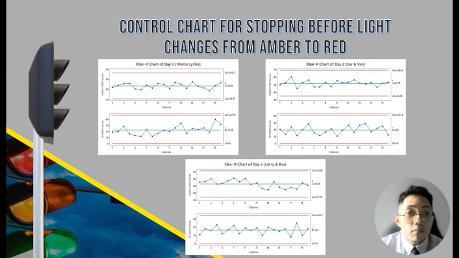Okay, here are some examples of control charts for stopping before the light changes from amber to red that have been done. Same as before, every chart has its own upper control limit, the central line, and the lower control limit. And every control chart is divided into three more categories by vehicle type, which consists of motorcycles, the car and van category, and lastly, the third category, which is the lorry and bus category.